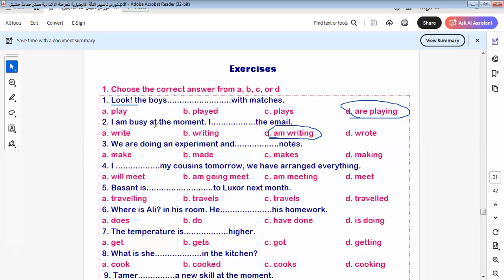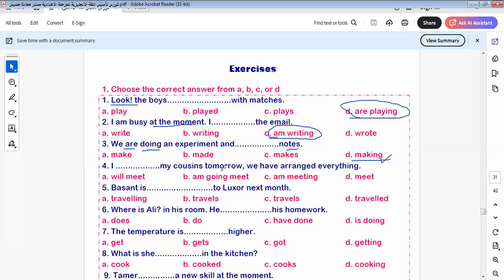Because here we have at the moment, which is the keyword of the present continuous tense, not present simple tense. We are doing an experiment in the space and making notes. Okay, why do we have here ing? Because as we told you before, the formula of this tense is am, is, are plus verb plus ing form. So here we have doing, and here we must have making, the two verbs.